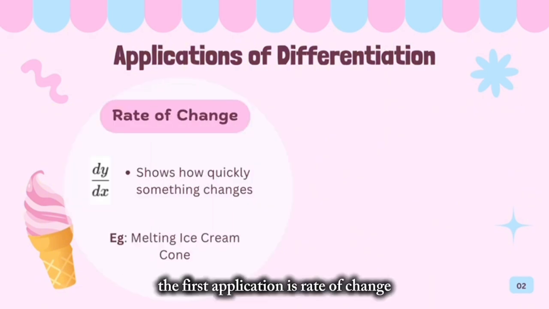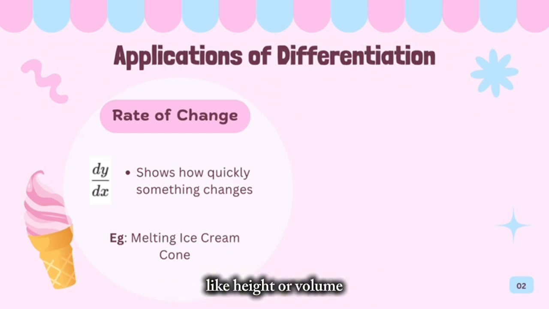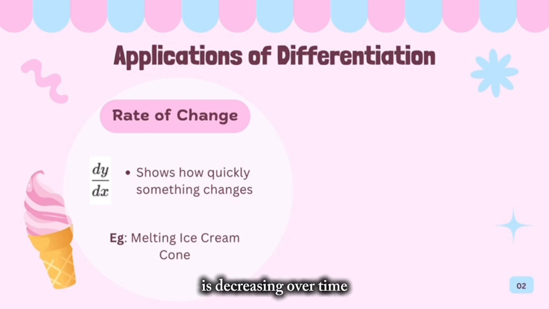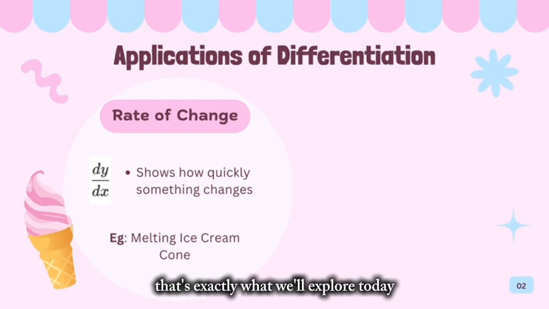The first application is rate of change, which helps us understand how quickly a dependent variable like height or volume changes as the independent variable like time or distance changes. For example, when ice cream melts, we can use the rate of change to determine how fast its volume or radius is decreasing over time. That's exactly what we'll explore today.